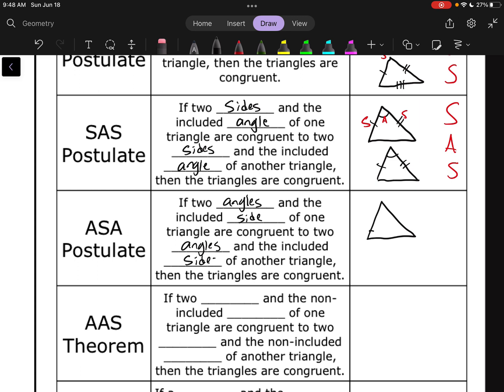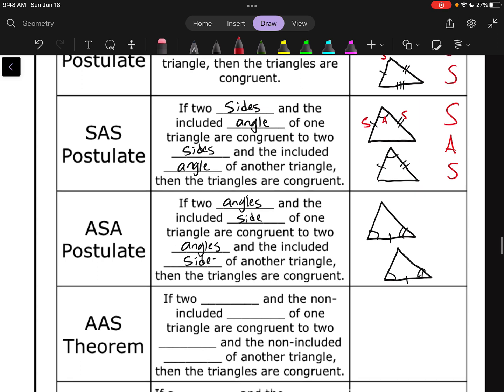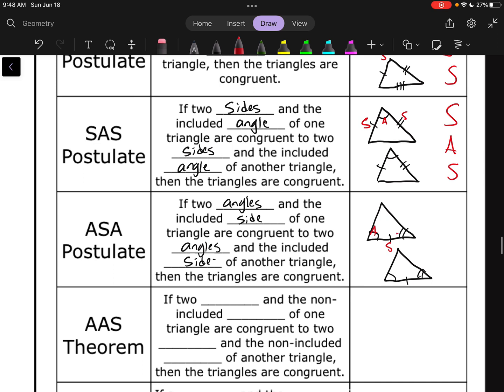So that would look like this. 2 angles with the side in between. So that is ASA. Angle, side, angle.